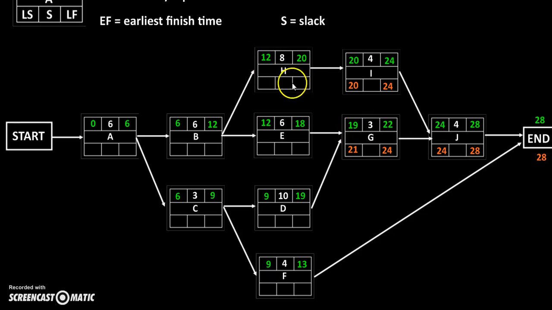And so let's continue. For H, 20 goes over. 20 minus 8 is 12. E is 21. 21 minus 6 is 15. And so on and so forth.